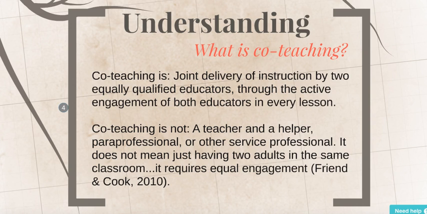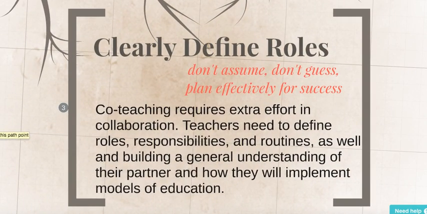In the book Interactions, Friend and Cook state that in order to achieve positive outcomes, both educators should be actively engaged in the teaching of each lesson. So in order to be successful in co-teaching, we need to clearly define roles. We can't assume or guess; we have to plan effectively in order to have success.